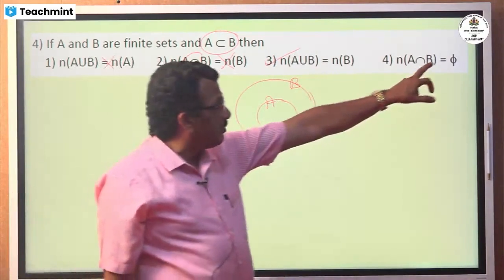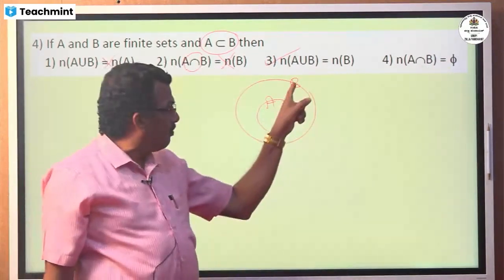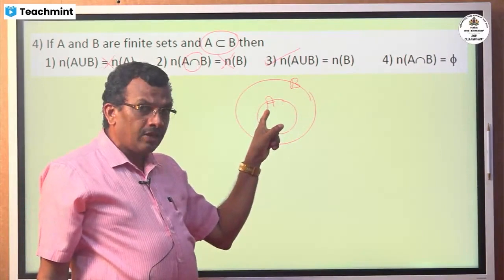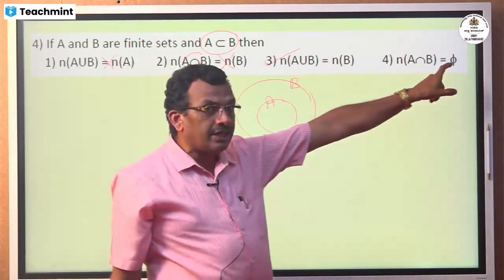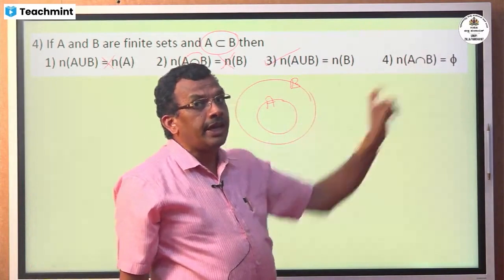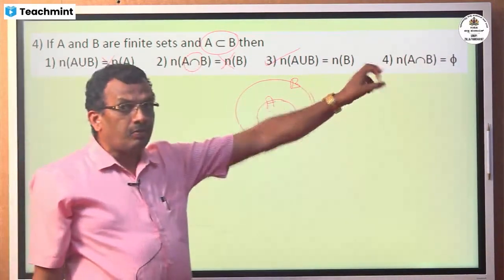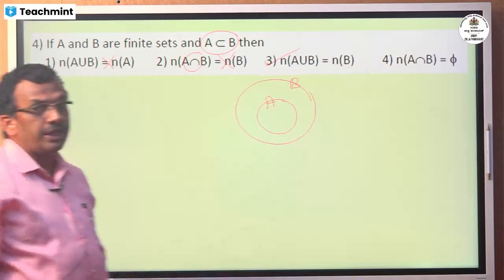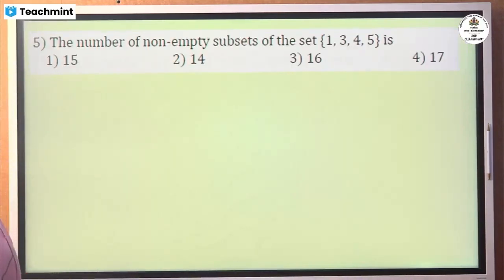You can check this one also. A intersection B is a null set. Intersection means common. What is common to B and A? It is A. So if you expect the answer here, it should be N of A. Correct answer is N of A in that one. N of A is not given, therefore fourth option is not the solution. Solution is the third one. They are all the basic concepts.